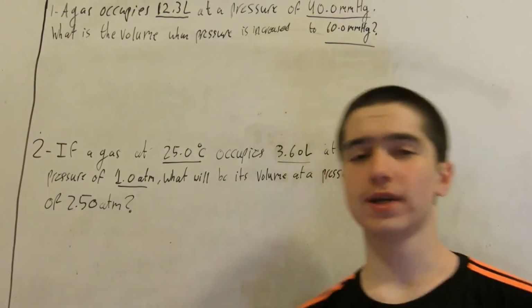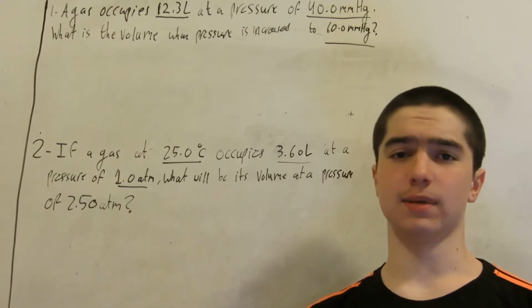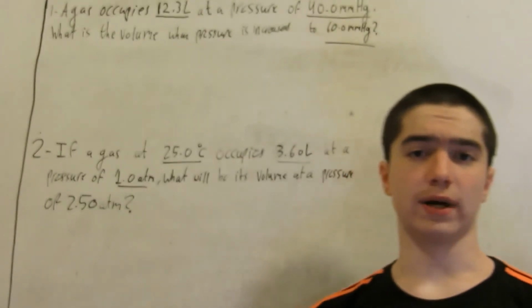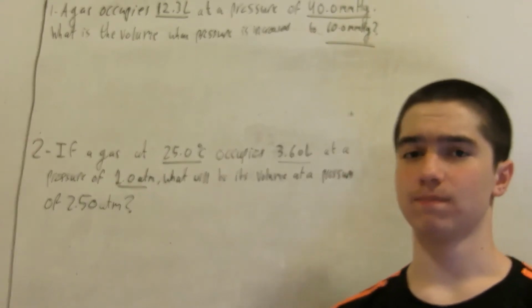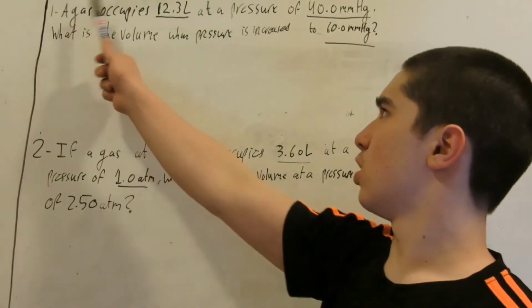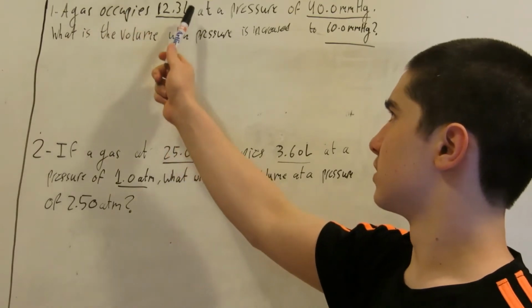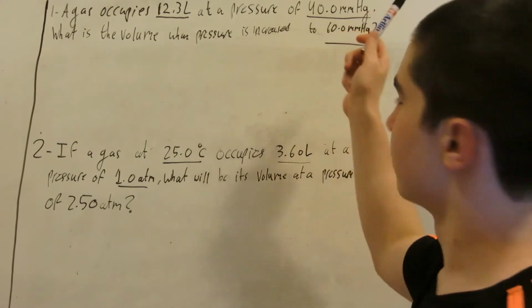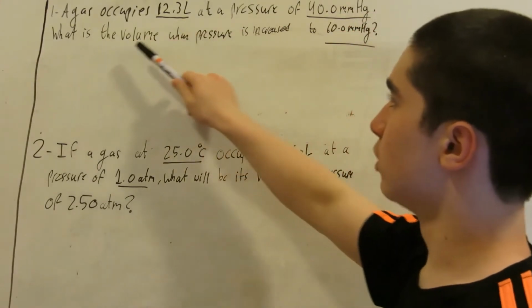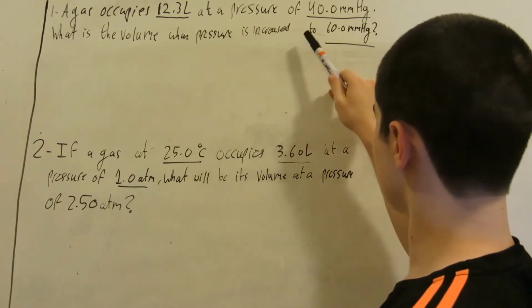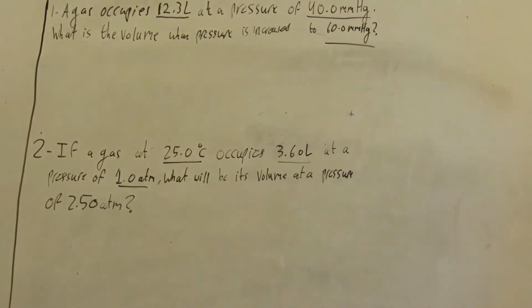So we're going to solve three different levels: easy, medium and hard, and might go to an expert level. Alright, so let's start solving the questions. The first question states: a gas occupies 12.3 liters at a pressure of 40 millimeters of mercury. What is the volume when pressure is increased to 60 millimeters of mercury?